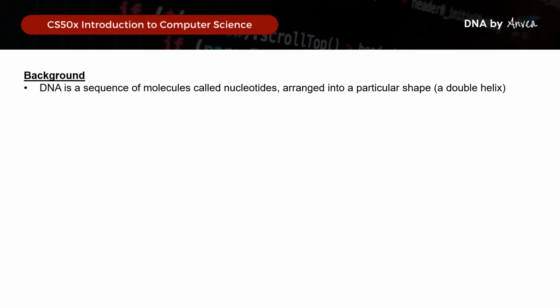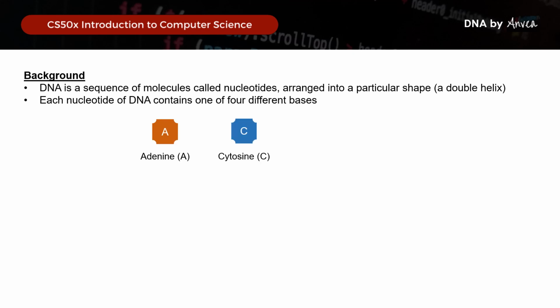DNA is actually a sequence of molecules called nucleotides arranged in a particular shape which is a double helix. Each nucleotide of DNA contains one of the 4 bases, which is adenine, cytosine, guanine and thymine. For simplicity, we'll just refer to them as A, C, G and T respectively.